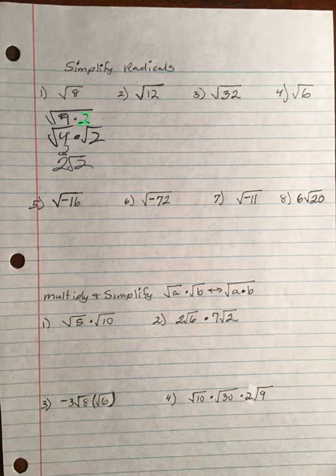Square root of 12. So remember, our perfect squares that we should know are 1, 4, 9, 16, 25, 36, 49, right?